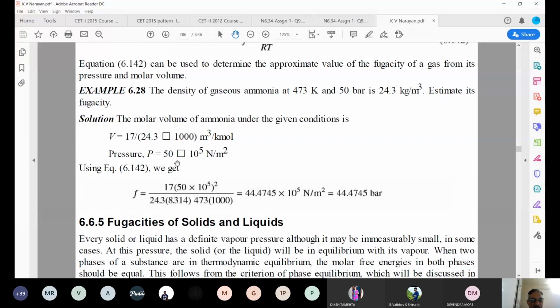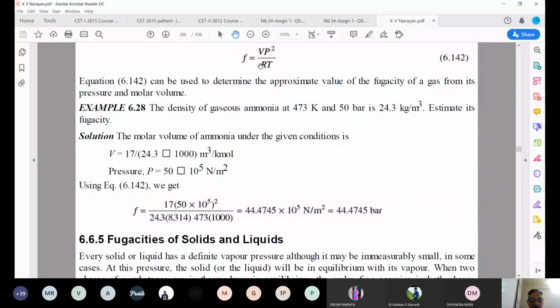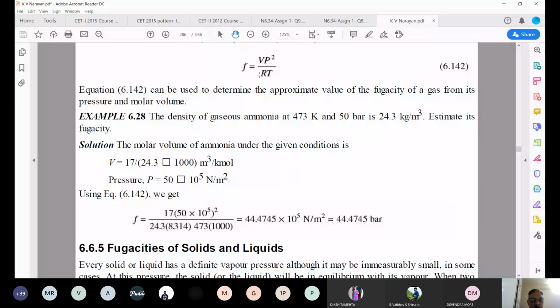What he has done is he has taken pressure in newtons per meter square, that is Pascal, right? 50 bar into 10 to the power of 5, so it is 50 into 10 to the power of 5 newtons per meter square, in Pascal. So if you take f, what was the equation of f? V into P squared by RT, right? This was the question 6.142. So in place of V, he has taken 17 by 24.3, pressure 50 into 10 to the power of 5 Pascal squared, and R as 8.314. What are the units of R, 8.314?